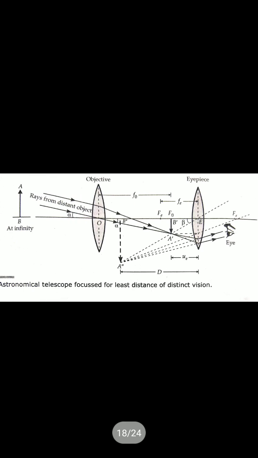So here, first, the object is at infinity, so the image is formed at the focus of the eyepiece, that is A dash B dash. Now this A dash B dash behaves like a simple microscope, so it will form a virtual, erect image A double dash B double dash at the distance of distinct vision. We adjust the lenses in such a way that it forms at the least distance of distinct vision. Clear?